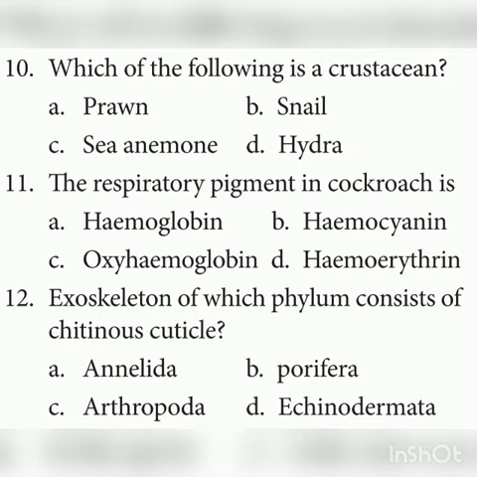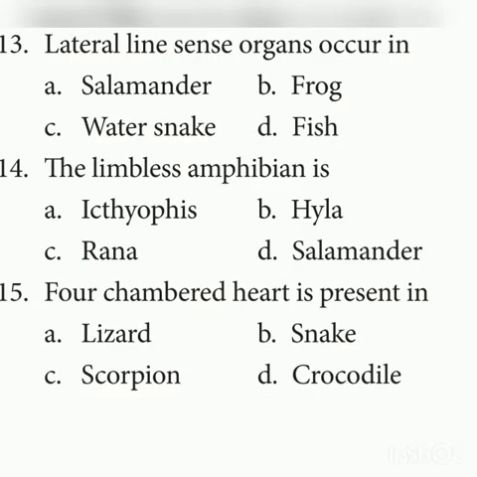The respiratory pigment in cockroach is none of the above. Hemoglobin, oxyhemoglobin, hemocyanin and hemoerythrin are not present in cockroach. 12th one, exoskeleton of which phylum consists of chitinous cuticle? Arthropods.